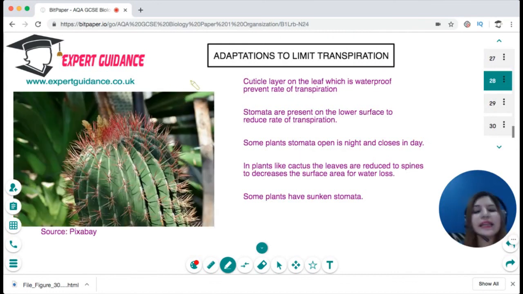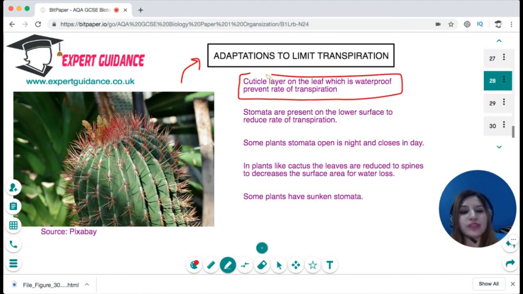Okay, now transpiration is a necessary evil. Why? Because transpiration is required for the uptake of water, but it can also cause the plant to unnecessarily lose water and it can wilt, it can droop. So the plant has adaptations to limit water loss. They are covered with a cuticle layer, which is waterproof and reduces the rate of transpiration. They have stomata mostly on the lower surface, which reduces the rate of transpiration.